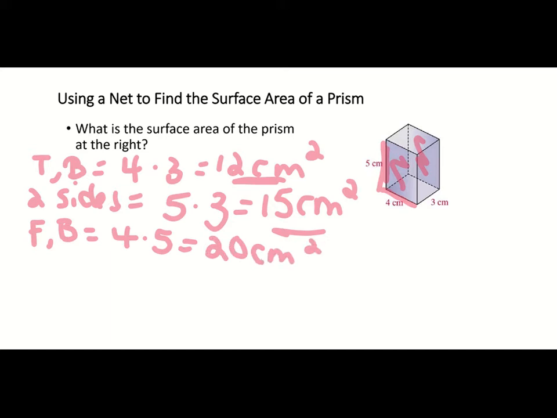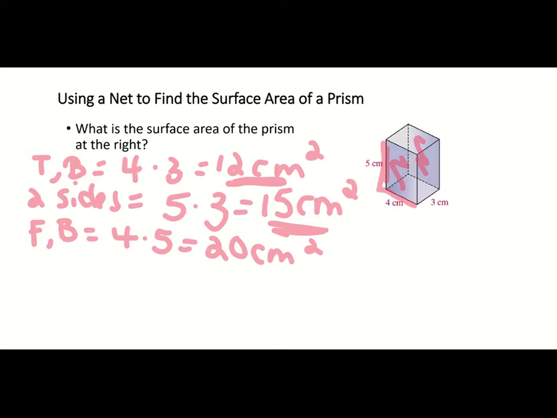Now to find my surface area, you can do one of two things. You could take this, because I have two, top and bottom are 2 pieces, so it's really 12 times 2. 2 sides, so it's 15 times 2, one for each side. And the front and the back, 2 sides. So I can do 2 things.